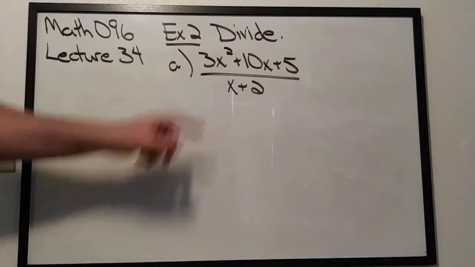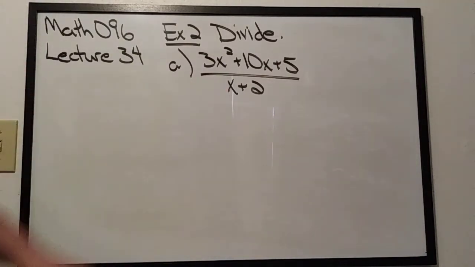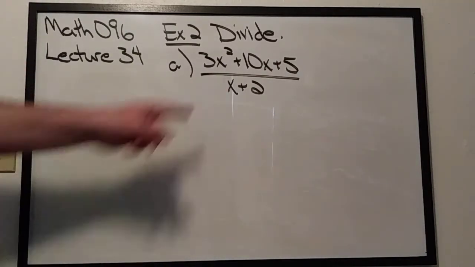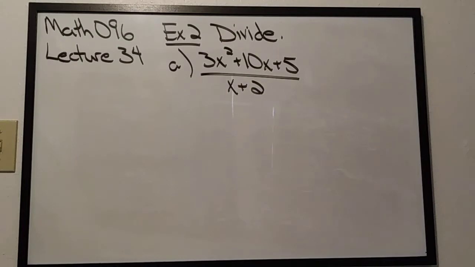So the numerator is written in descending order. Well, let's check out the denominator. As we look at the denominator, the highest power of x in the denominator is 1. And we go downhill from there. So yes, the denominator is written in descending order as well.